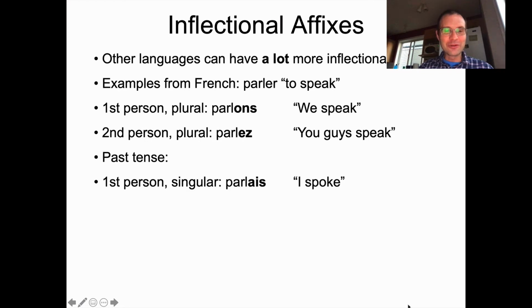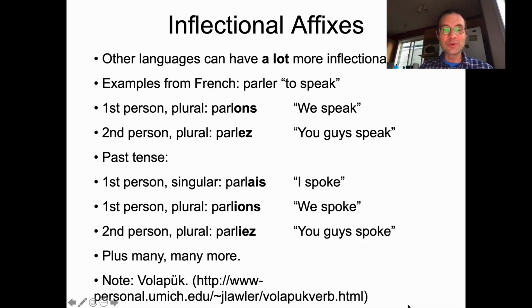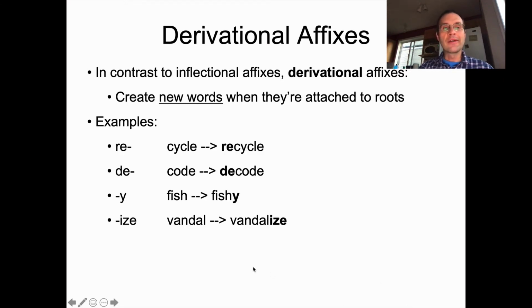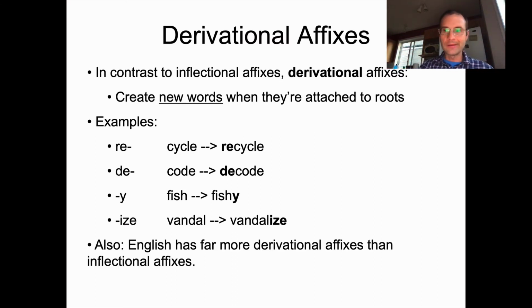Anyways, that's Volapük in terms of its inflectional affixes. It has more than English. There are also derivational affixes, and I want to give you some examples of those. We've seen them before, actually. They're the ones we've been working with already. So these affixes like re, which can attach to recycle or reattach, de for decode, or say the y in fishy changes fish to fishy, or the ize in vandalize, and so on and so forth. These affixes are creating new words rather than just new word forms that have to agree with some other word in the sentence for syntactic purposes.